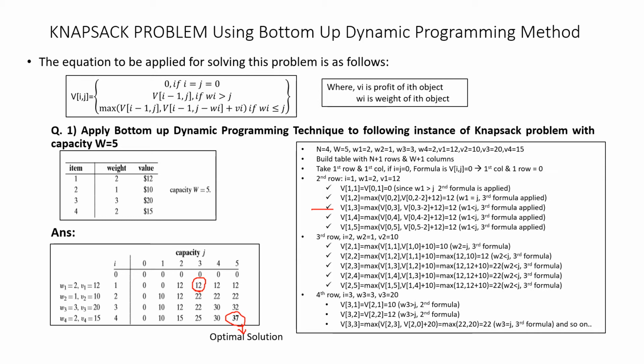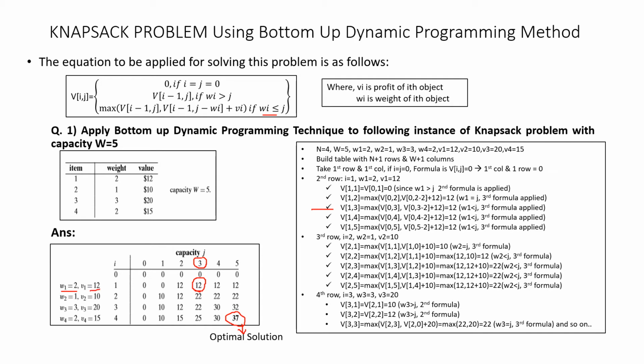So V of 1, 3. Now which formula to apply here? W1 is 2, right? J is 3. So 2 is less than 3, which means we have to apply again the third formula. So max of I is 1, j is 3, max of I minus 1. I minus 1 is 1 minus 1, 0, comma j is 3, comma v of I minus 1, 0, comma j is 3 minus what is the weight, 2. 3 minus 2, plus the corresponding profit 12.